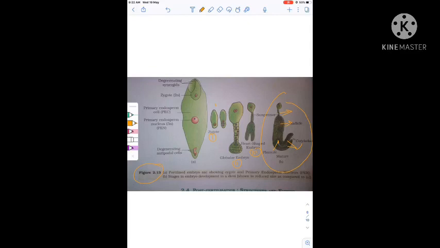Another one is the horseshoe shape. Here, another stage is the horseshoe shape, which is not given in NCERT but is important. And the 5th stage is the mature embryo. Okay, this can be given to sequence the stages: zygote, globular embryo, heart-shaped embryo, then horseshoe-shaped embryo, then mature embryo. Okay, this is important.